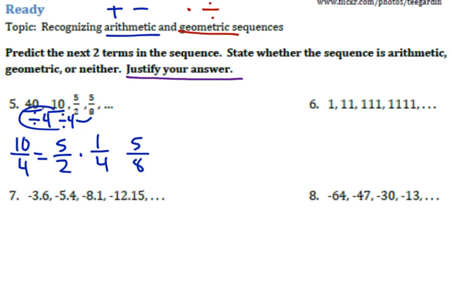So we're dividing by 4 each time, so this would be geometric. Another way to think about it is that I'm timesing by a 1/4. Same thing. Dividing by 4 and timesing by 1/4 are the same exact thing.